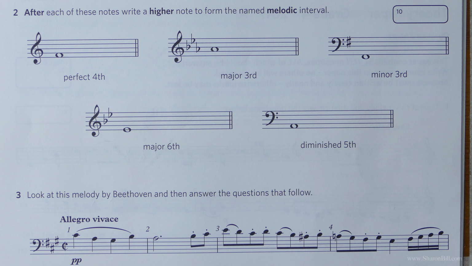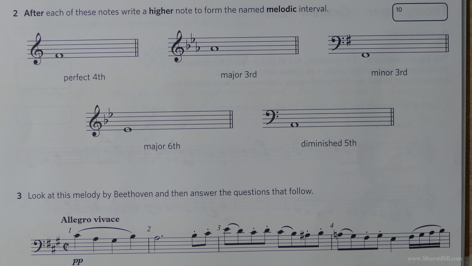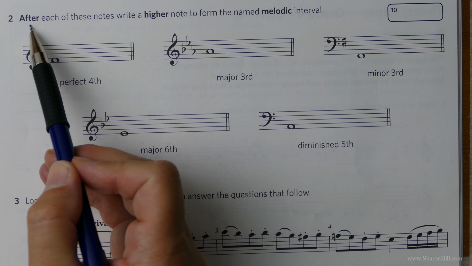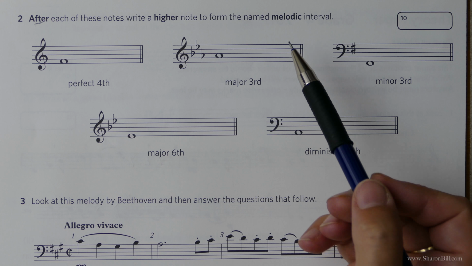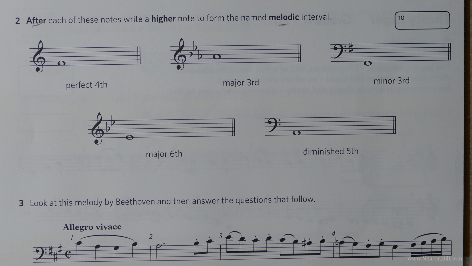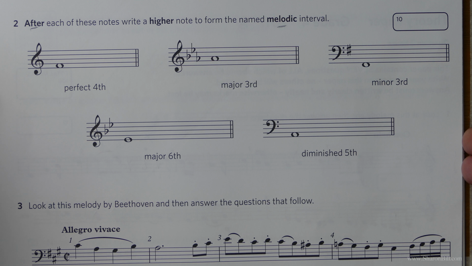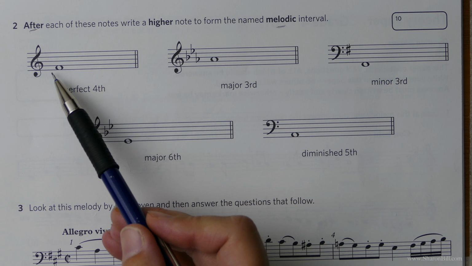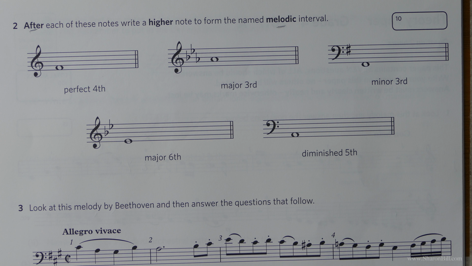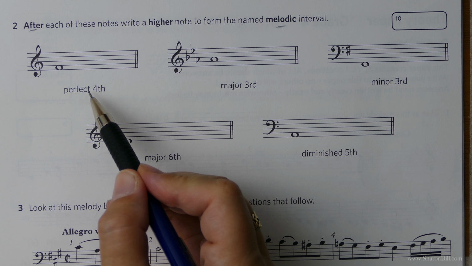So question 2, we're going to be looking at some more melodic intervals, not in the context of a melody this time, they're just separately. So they've given us a nice clue here and said after, to remind us that a melodic interval comes one after the other, not on top. And of course we always count up from the lowest note, so it's going to be higher. So we need to write a perfect 4.